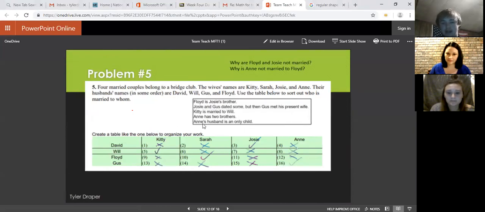Well, this last step here reads, Anne's husband is an only child. Well, we know that Floyd is not an only child because Floyd is Josie's brother. So that means that Floyd would have a sibling. Therefore, we find out that Anne would be married to Gus. And that's how we determine that. And the steps are here as well, but that's just the short spiel to that.